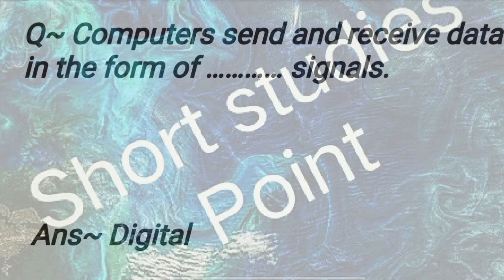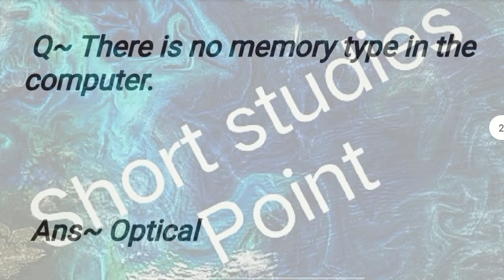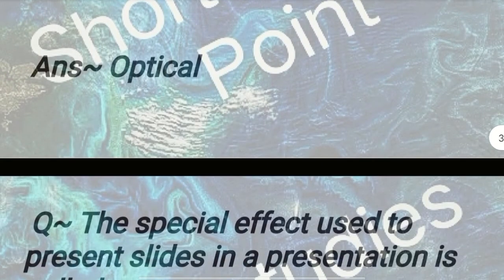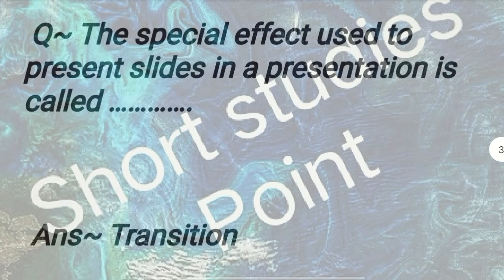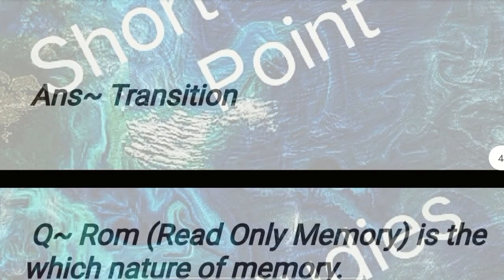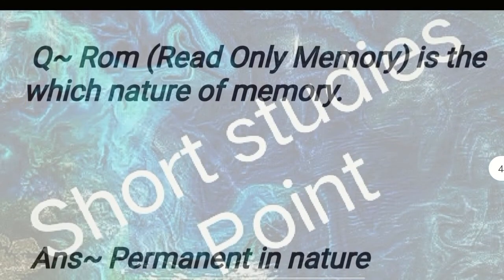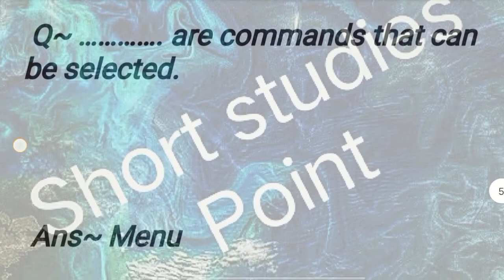Question: computers send and receive data in the form of dash signals. Answer: digital signals. Next question: there is no memory type in the computer. Answer: optical. Next question: the special effect used to present slides in a presentation is called dash. Answer: transition. Next question: ROM is the which nature of memory? Answer: permanent in nature.